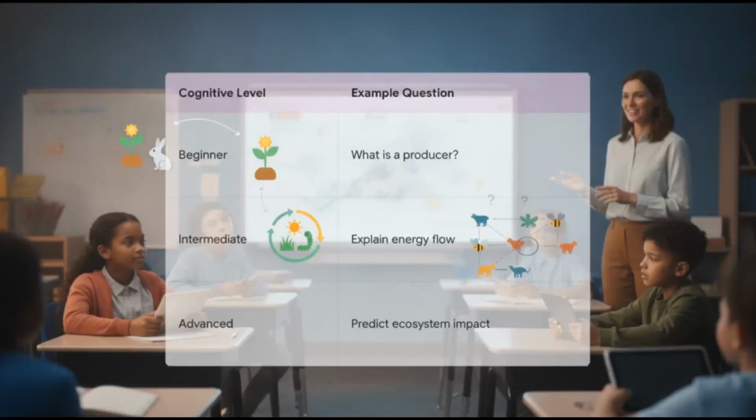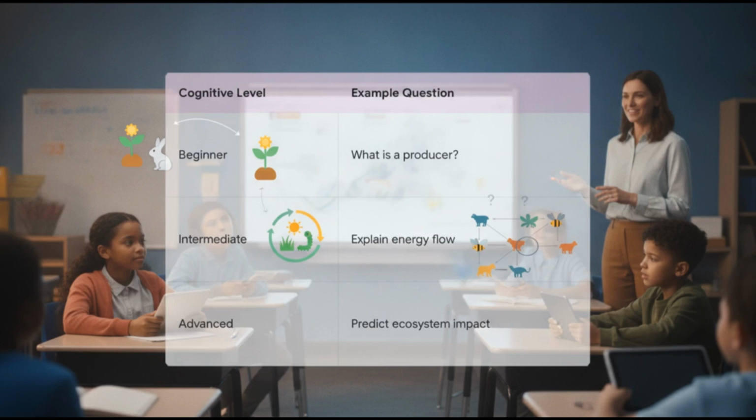Now let's see how this plays out across different cognitive levels. Imagine a 5th grade science class studying ecosystems. You can literally ask your AI assistant to generate questions that require totally different depths of thinking. For a beginner, maybe it's just, what's a producer and a consumer? Basic recall, right? For the intermediate kid, explain how energy moves through a food chain.